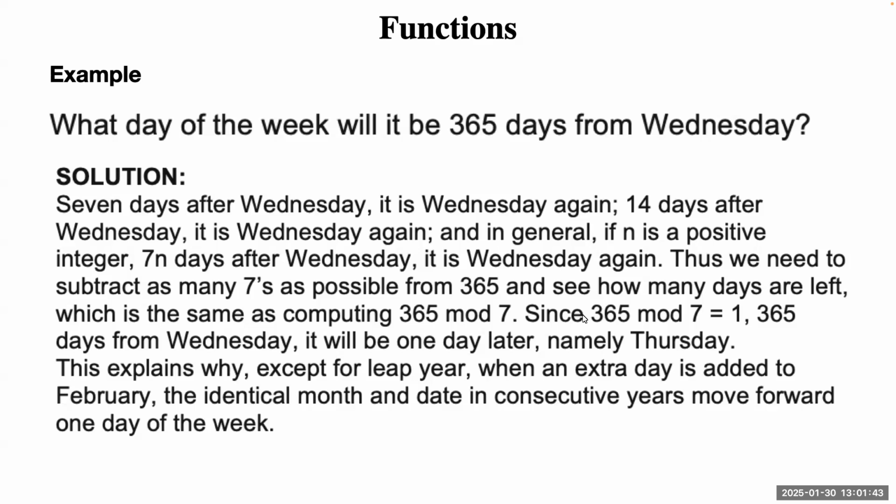Thus, all we need to do is subtract as many 7s as possible from 365 to see how many days are left, which is the same as computing 365 mod 7. Since 365 mod 7 is 1, 365 days from Wednesday, it will be 1 day later, namely Thursday. You might have noticed that in the calendar. For years other than leap years, when an extra day is added to February, the identical month and date in consecutive years moves forward 1 day.